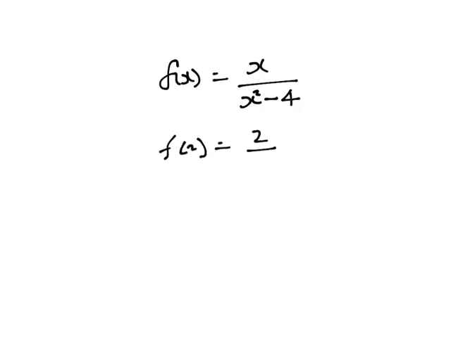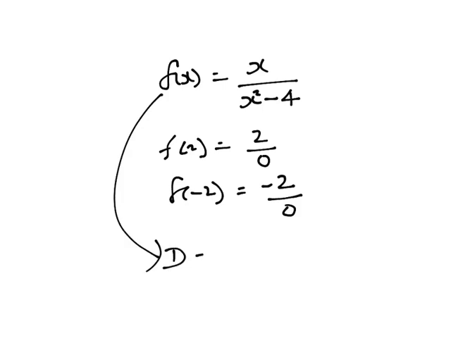Let's say f of x equal to x over x square minus 4. Now here you may notice that f of 2 is 2 upon 0, and f of minus 2 is actually minus 2 upon 0. Now again both of them are unreal. So for this function the domain is all real numbers, x belongs to R, but x cannot be either 2 or minus 2. So all real numbers except 2 or minus 2.